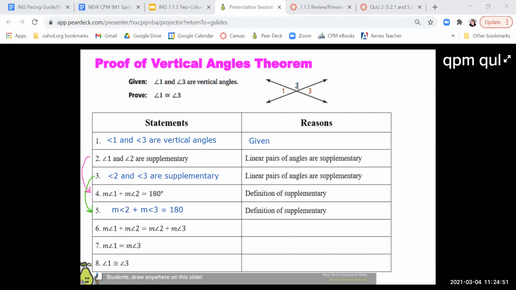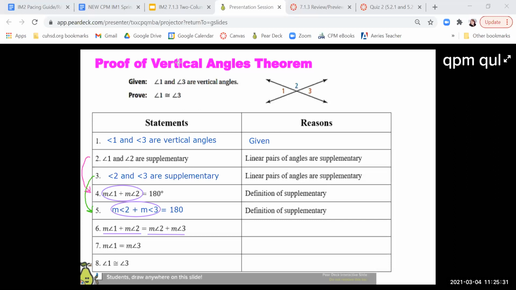If we know that angle 1 plus angle 2 is 180 and angle 2 plus angle 3 is 180, then technically those two combos of angles are equivalent. Like 1 plus 2 is equal to the same thing as 2 plus 3. So what we can do is substitute angle 2 plus angle 3 for the 180 in the previous step. And what we end up with is this statement that angle 1 plus angle 2 is equal to angle 2 plus angle 3, because they both equal 180. They equal the same thing, so they equal 180.